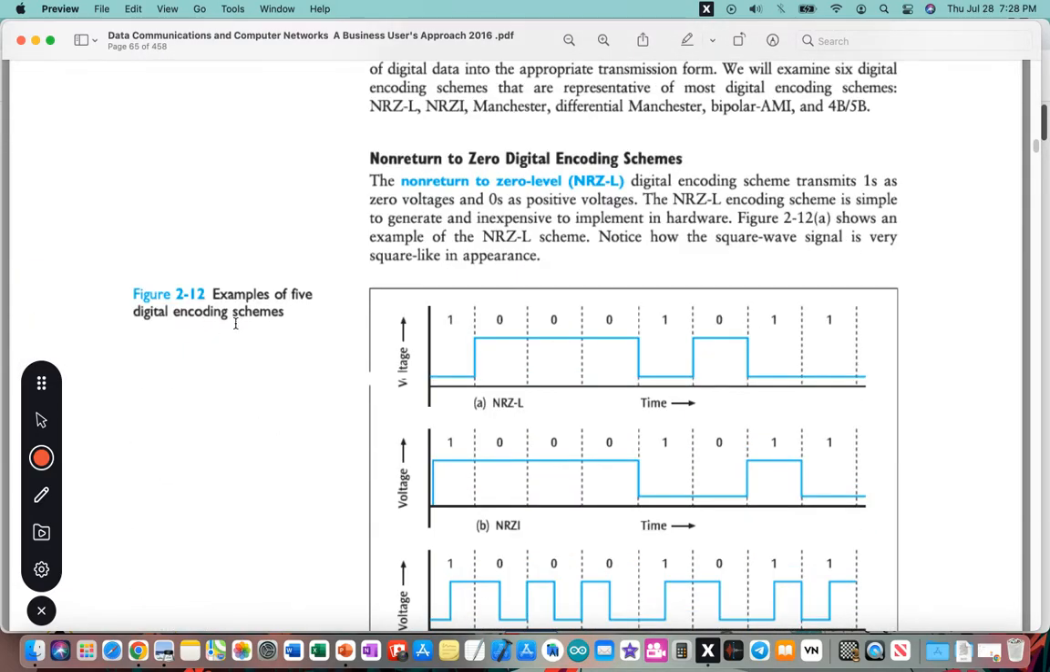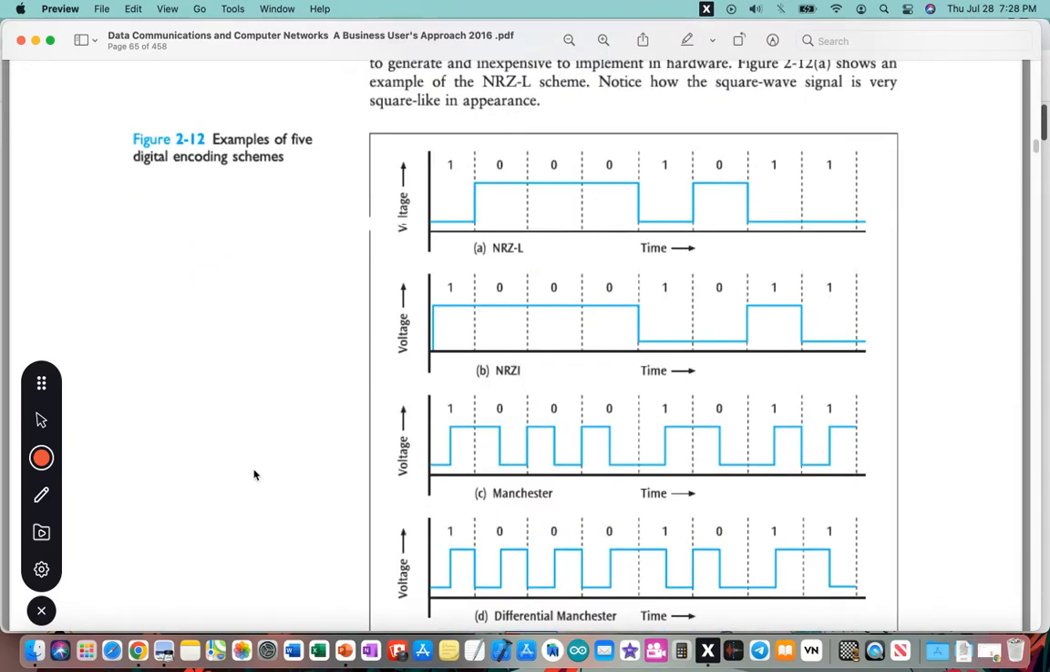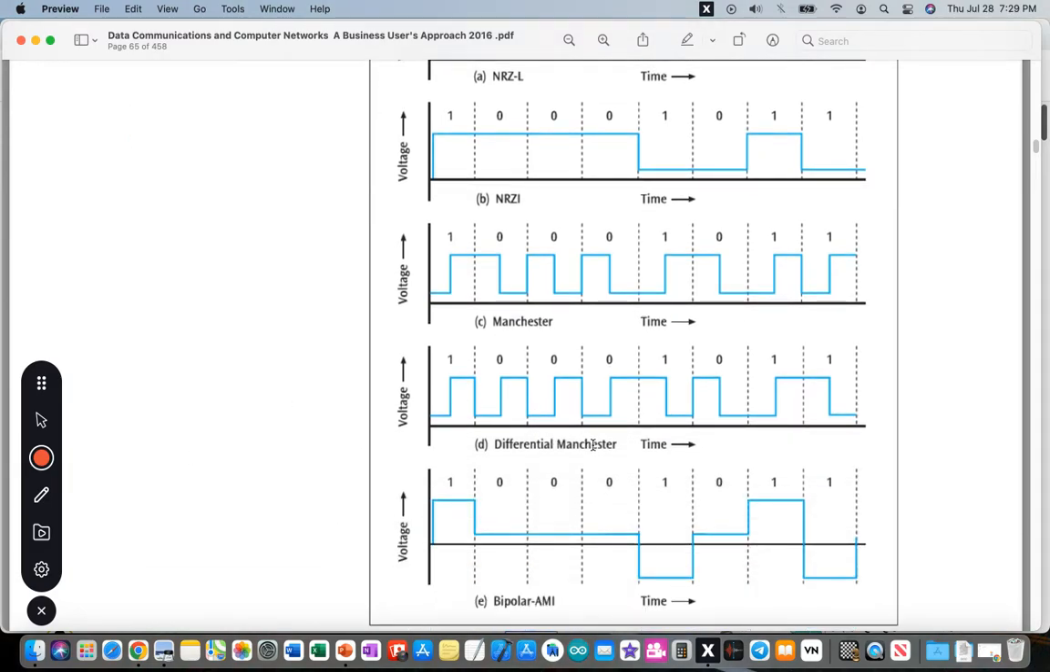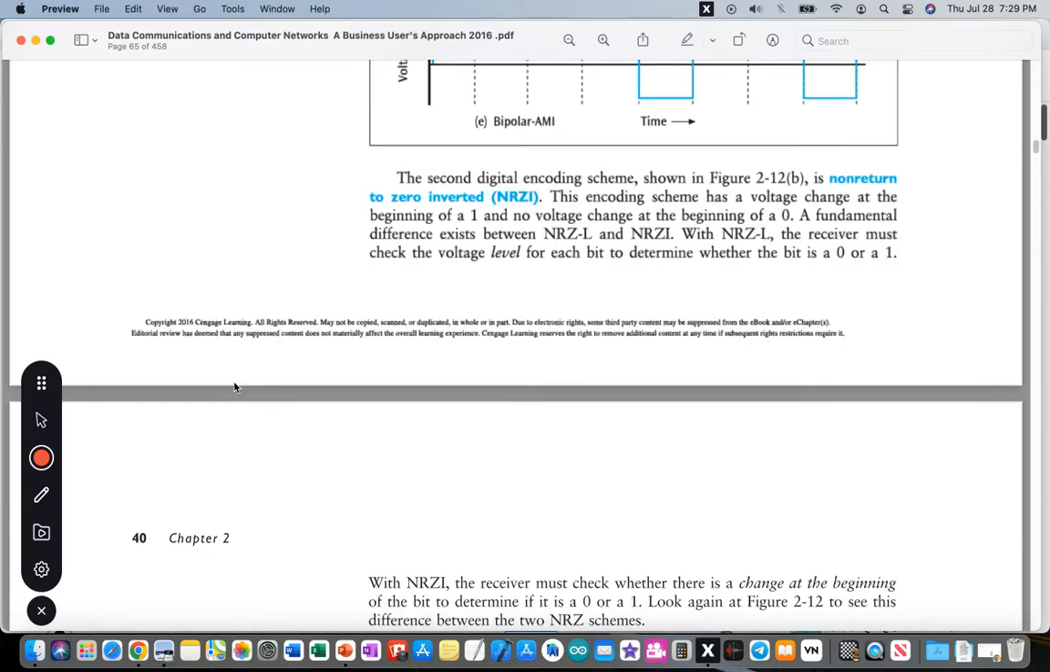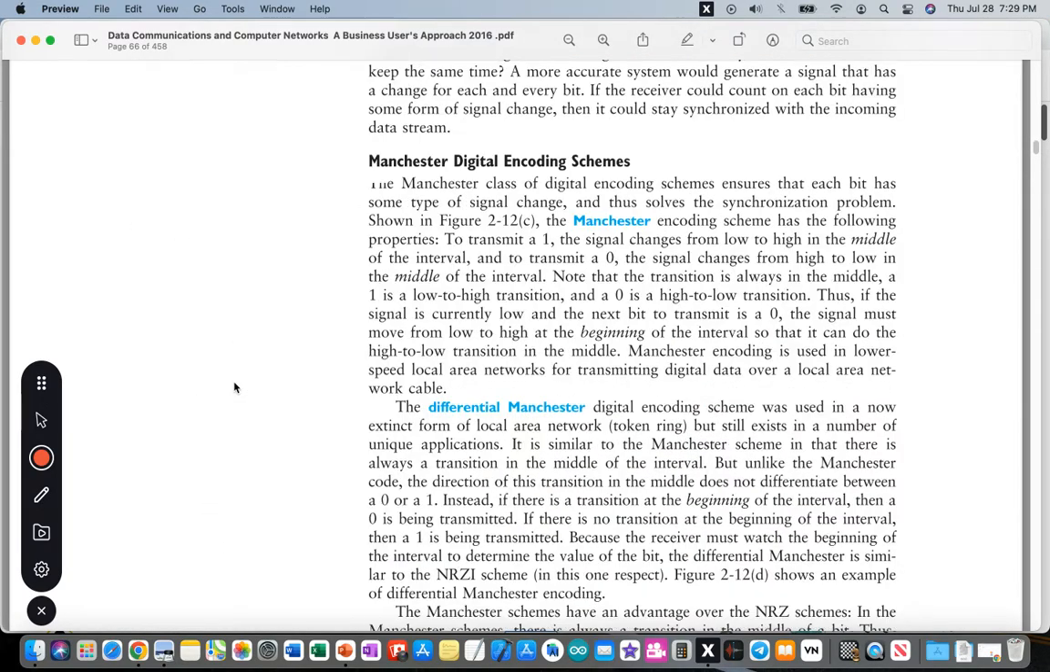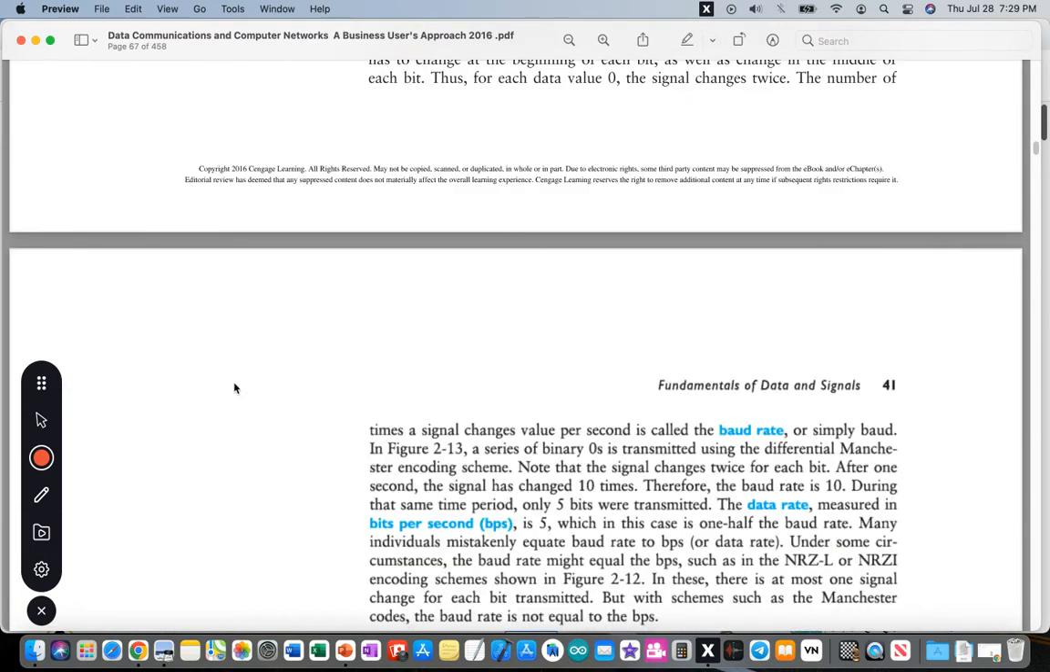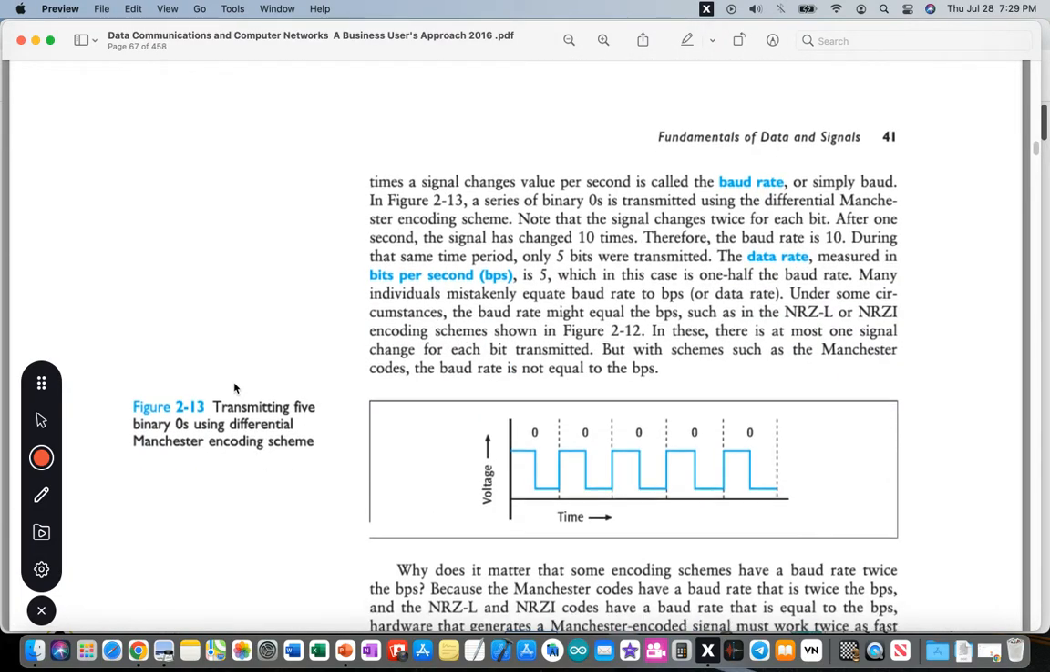This is an example of five digital encoding schemes. All right, so the first one is the NRZ-L, NRZ-I, and Manchester encoding, and differential Manchester, and bipolar AMI. And each one is described really briefly here.